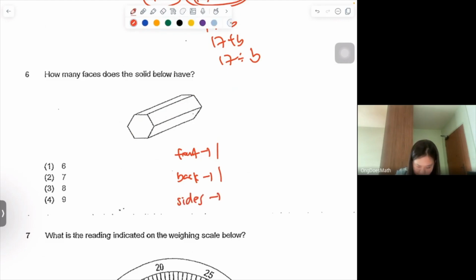You just have to look at the number of sides. Here got one side, 2, 3, 4, 5, 6. There's a total of 6 sides, which means that the total is just 1 plus 1 plus 6, which is 8. So answer is option 3.